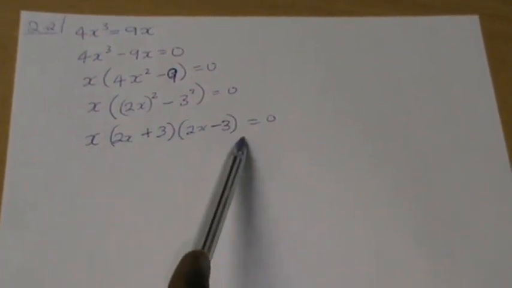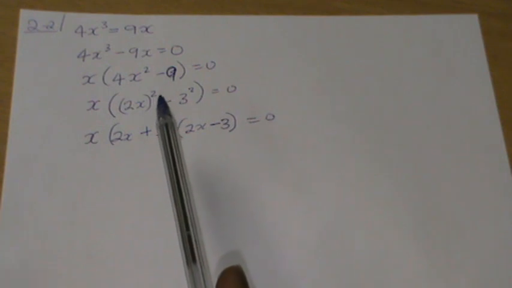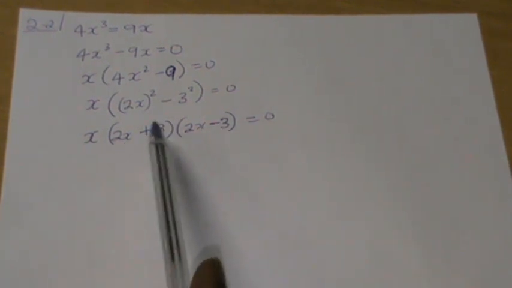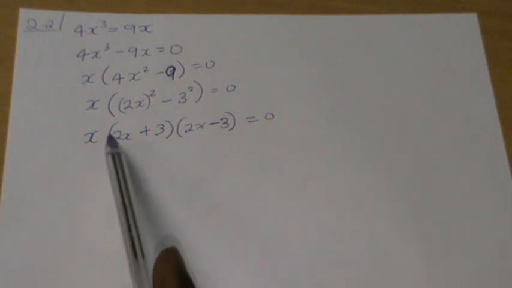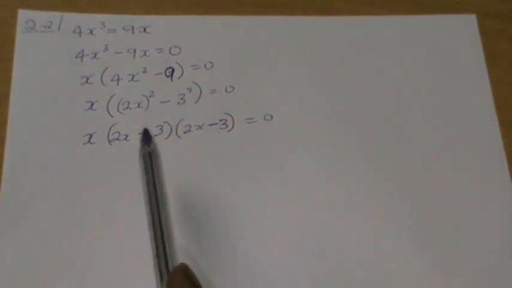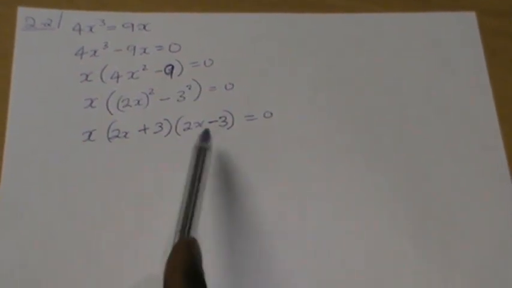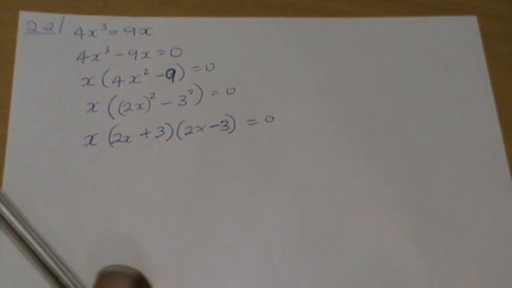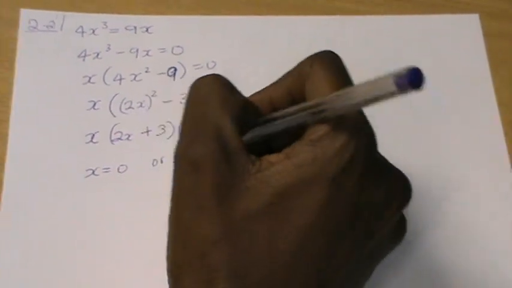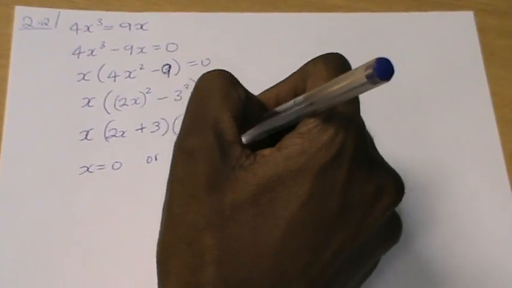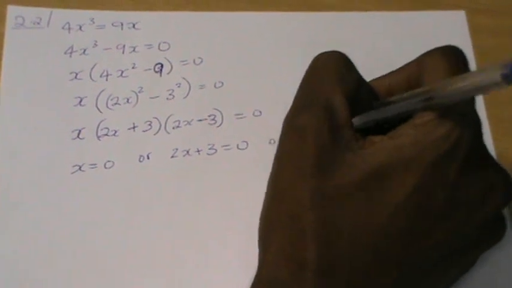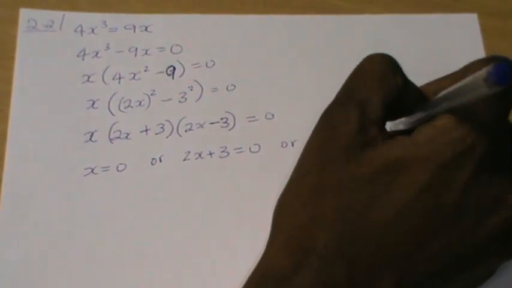Okay, so I have factorized this. Again, I should always check, it's good practice, check if there's anything you can still factorize from there or there. But when I look at these, there's nothing I can factorize, so I know I have factorized it completely. Now I look at what I have. I have three terms multiplying, and the answer is 0. It means that x is equal to 0, or it means 2x plus 3 is equal to 0, or the third term, 2x minus 3 is equal to 0.